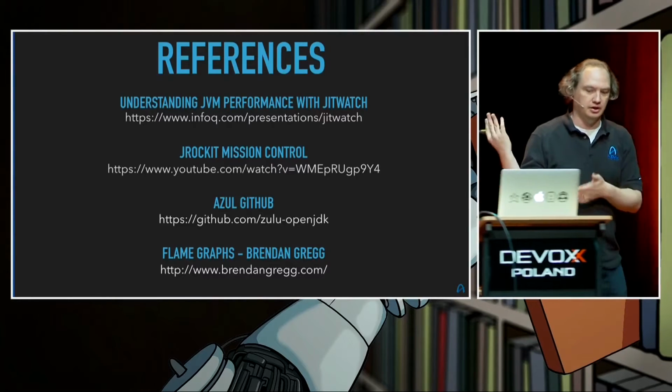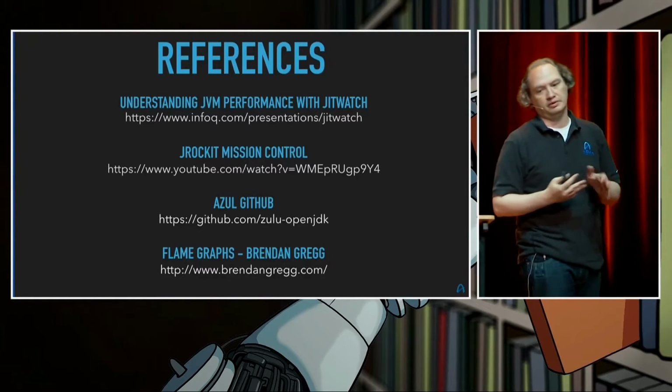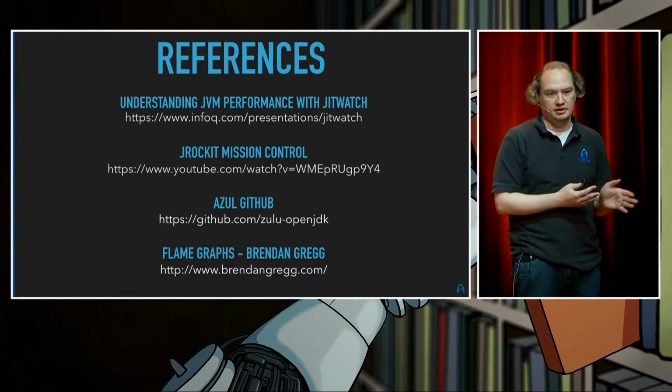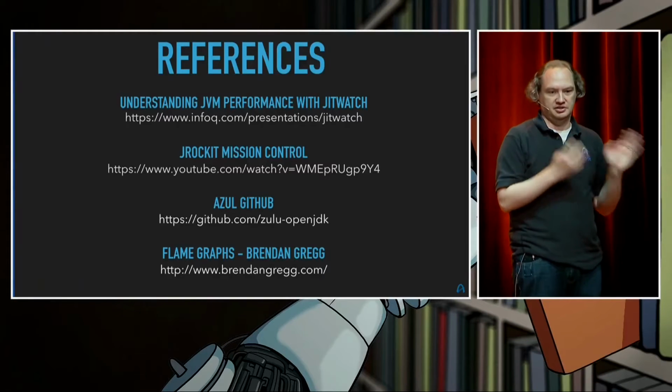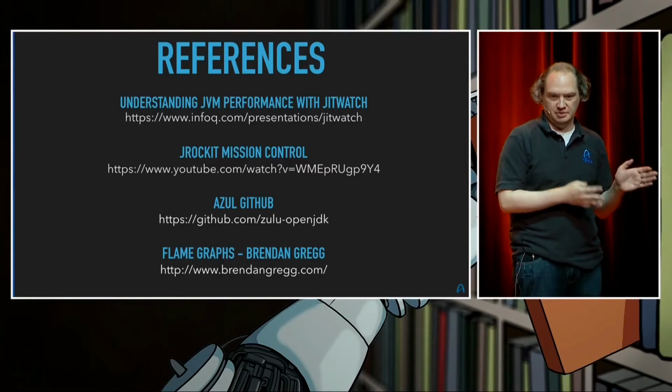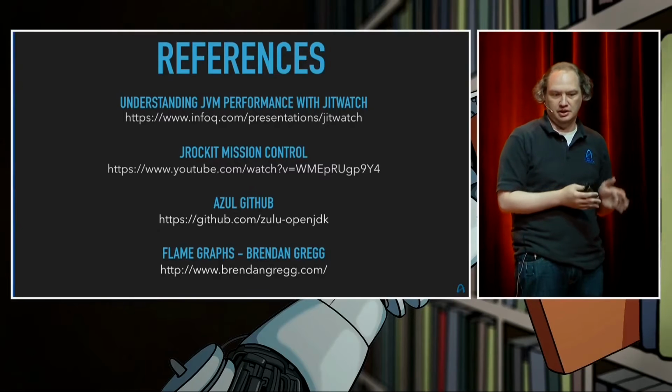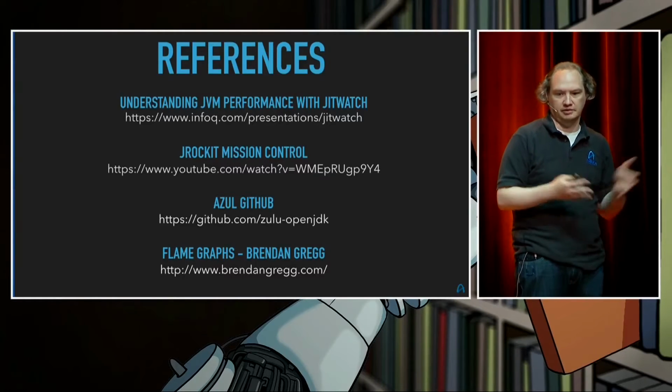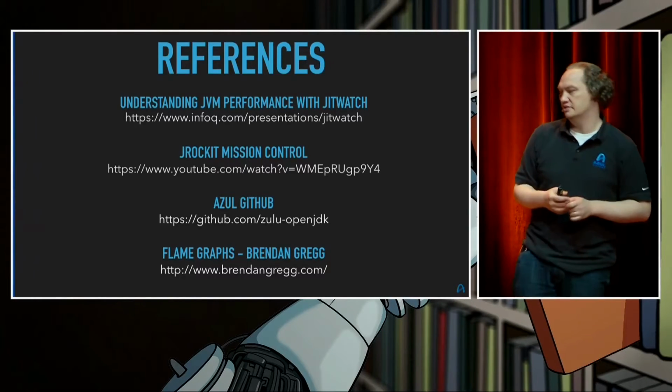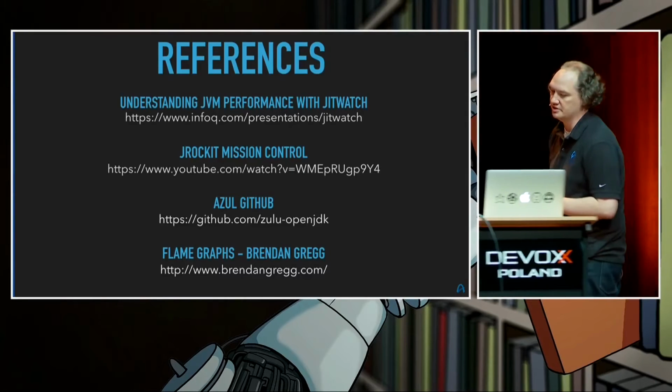Azul has a GitHub. That's for our OpenJDK distribution. We've also contributed things like JHiccup and HdrHistogram, which are low latency measuring tools, to the community, and some of those have been used by Netflix and things like Hystrix. So you may already be using some of our open source stuff.